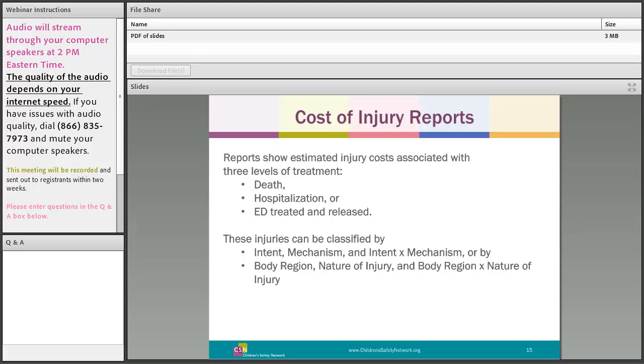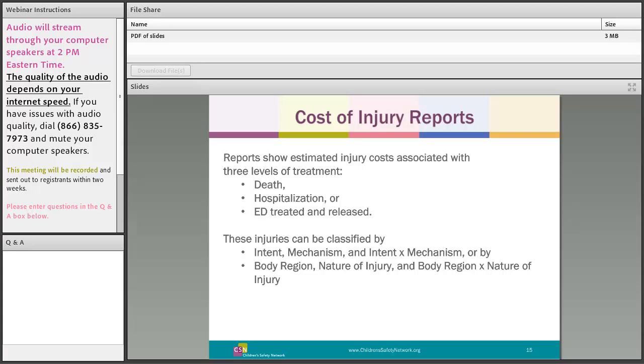So what type of data are provided there? Well, there's a rich set of individual selections and cross-tab or combined options you can query for creating custom cost reports. It starts with 3 levels of treatment: death, hospitalization, and ED. And then those data can be classified into 2 broad schemes for further analysis.